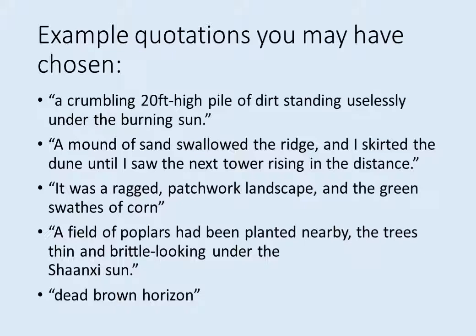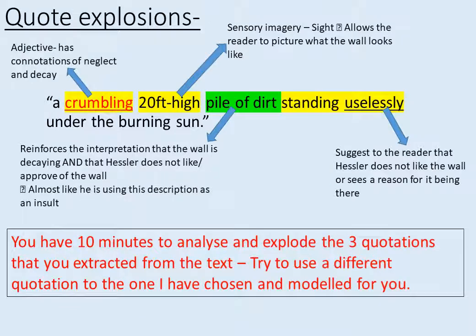Okay, so these are some example quotations you may have chosen. "A crumbling 20-foot high pile of dirt, standing uselessly under the burning sun." "A mound of sand swallowed the ridge, and I skirted the dune until I saw the next tower rising in the distance." "It was a ragged patchwork landscape and the green swathes of corn." "A field of poplars had been planted nearby, the trees thin and brittle looking under the Shanxi sun." "Dead brown horizon." So if you didn't get all of these, please note them down before you move on.